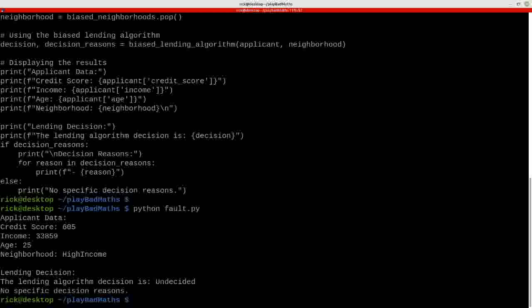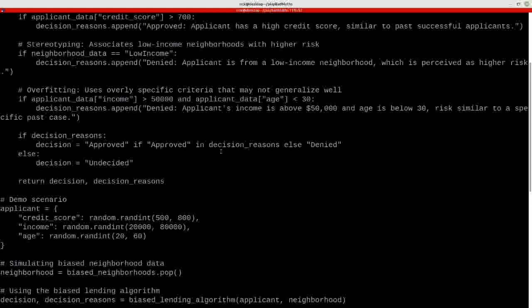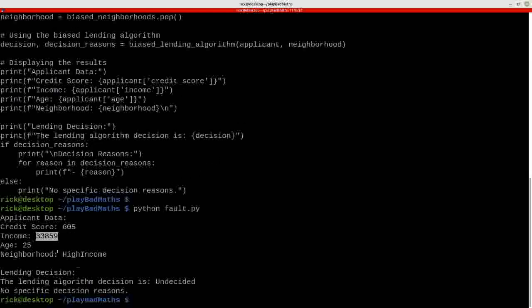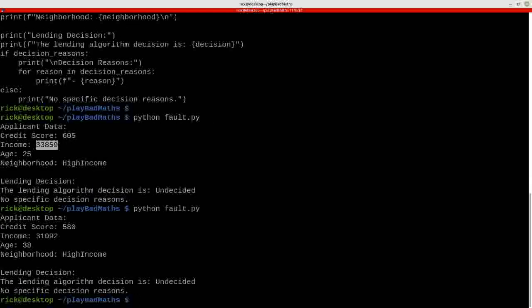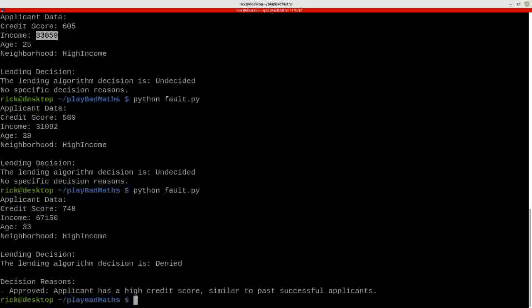So in this, it's undecided. It doesn't know what to do, and that is mainly because of the age. Although the credit score was okay and the income was all right, because the age was less than 30, it doesn't approve of this. Now another undecided one. But here we get one that's denied.